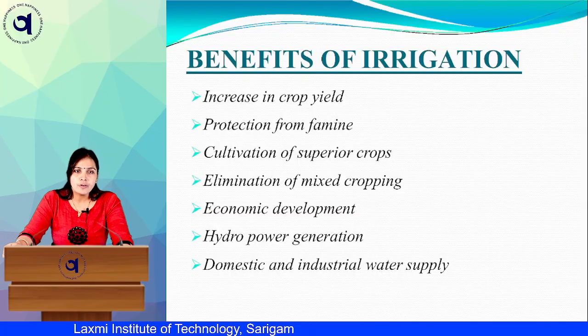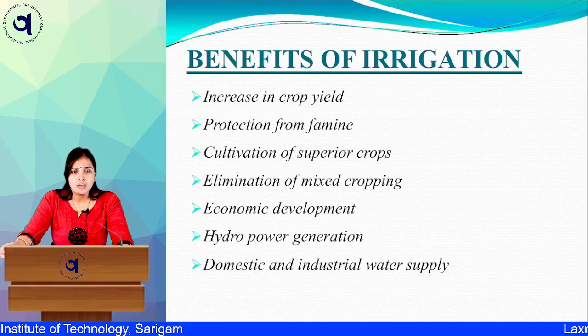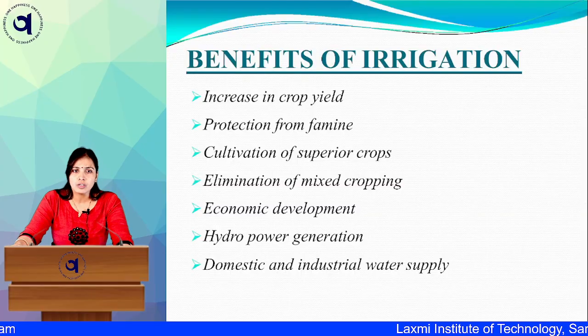Then protection from famine. Famine means a drought condition, where you do not have any food to eat, and no crop is grown in the state or the region. So, the irrigation system gives protection from famine also. Cultivation of superior crops. In the scarcity of water, a farmer cannot grow superior quality crops. So, with the help of this irrigation system, we can cultivate superior crops.